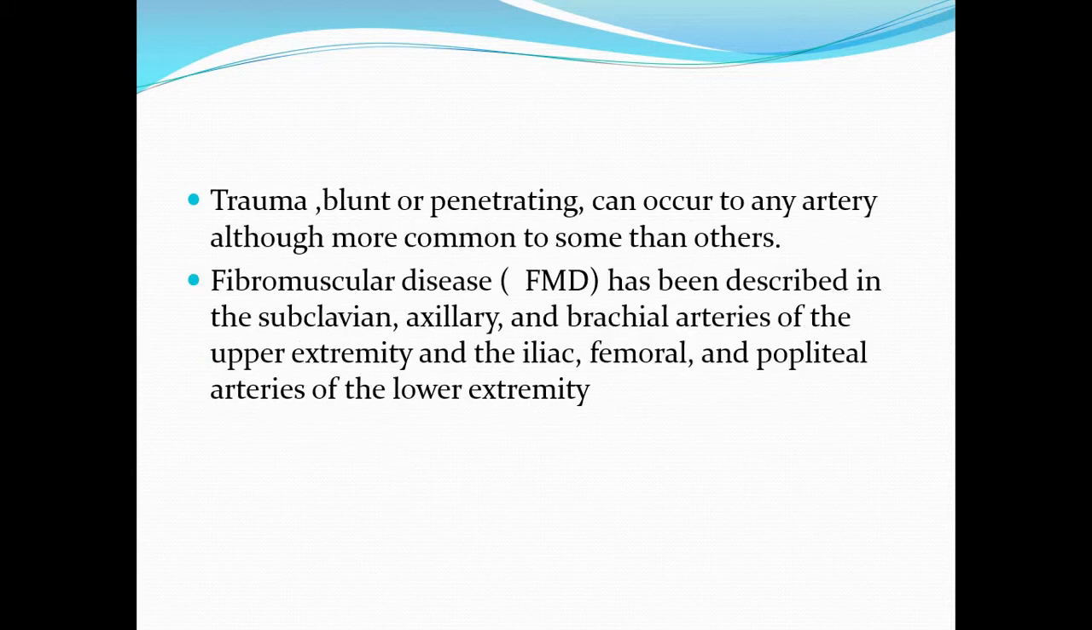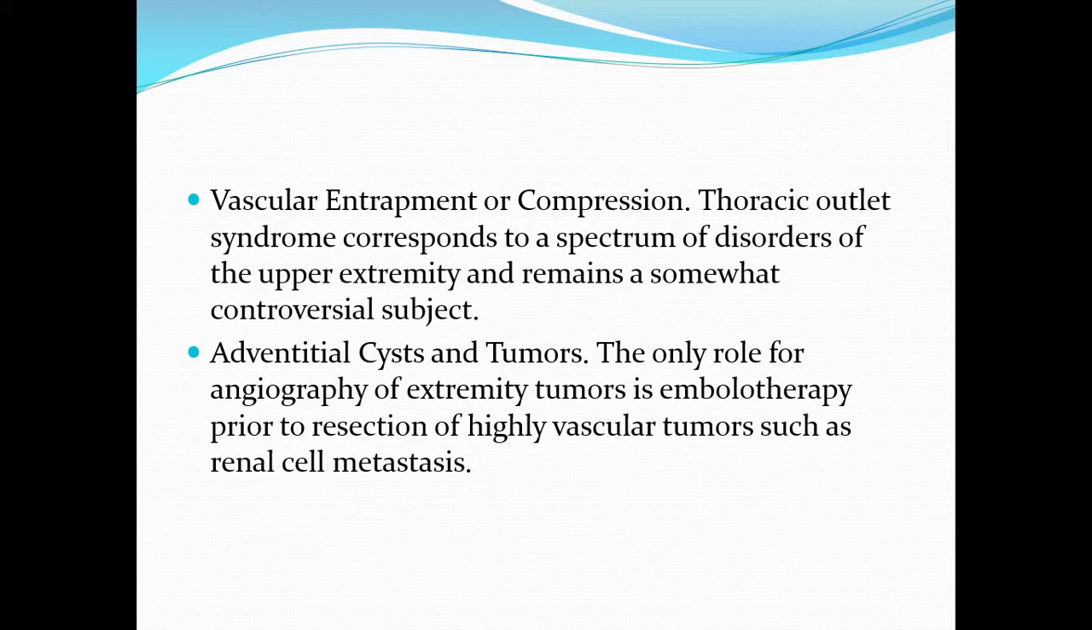Trauma, whether blunt or penetrating, can occur to any artery, although more common for some arteries than others. Fibromuscular disease has been described in the subclavian, axillary, and brachial arteries of the upper extremity and the iliac, femoral, and popliteal arteries of the lower extremity. Vascular entrapment or compression, as in, for example, thoracic outlet syndrome, corresponds to a spectrum of disorders of the upper extremity and remains a somewhat controversial subject.